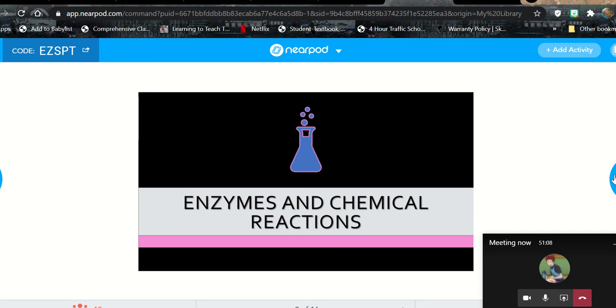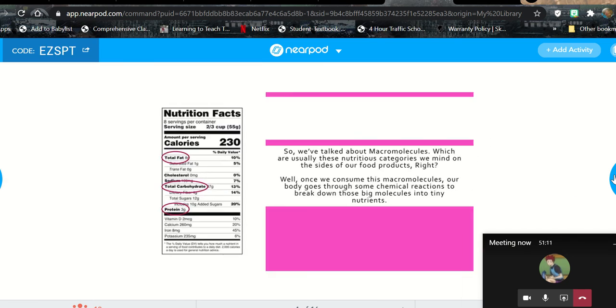All right, so enzymes and chemical reactions. So we've talked about macromolecules. We just got finished with our quizzes about macromolecules, which are usually these nutritious categories we find on the sides of our food products. As you can see, that is a nutrition label. Those macromolecules we've been talking about are in almost every single thing that you eat. So you have your fats, your carbs, your protein, and of course, any and everything has a DNA source. They don't put DNA on the nutrition labels, not that serious. But of course, everything that is living has DNA.